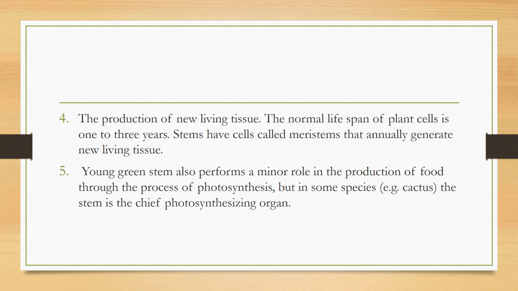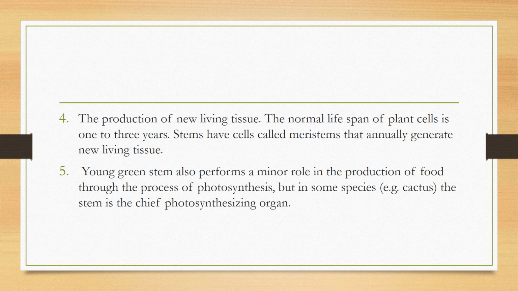Okay, number 4, the production of new living tissue. Because the normal lifespan of plant cells is 1 to 3 years. That means the normal life for the plant cells is from 1 to 3 years. So the plant needs to generate new cells for its tissue. So the stem has cells called meristems.